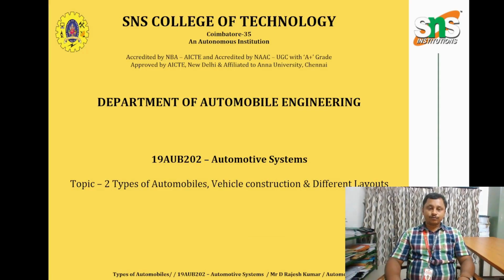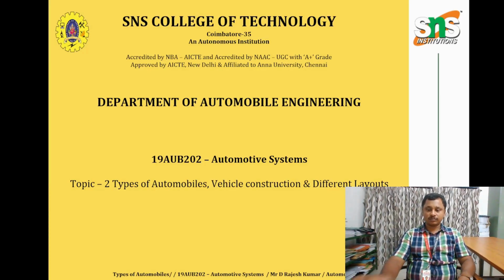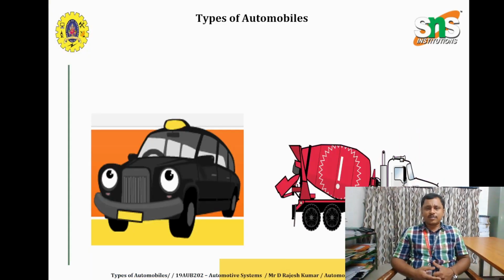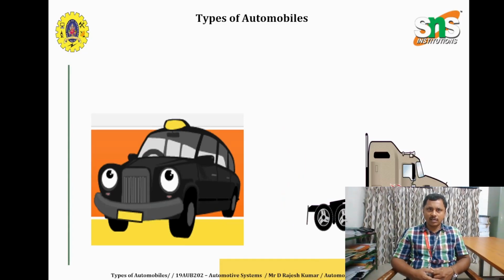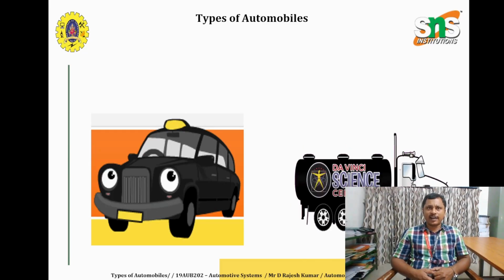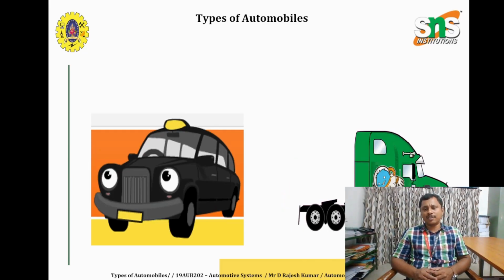Hello all. Today we are going to see the types of automobiles, vehicle construction and different layouts in the course automotive systems. So there are different types of automobiles as you see on the image. An automobile is a basic thing which is used to transport people or goods from one place to another.